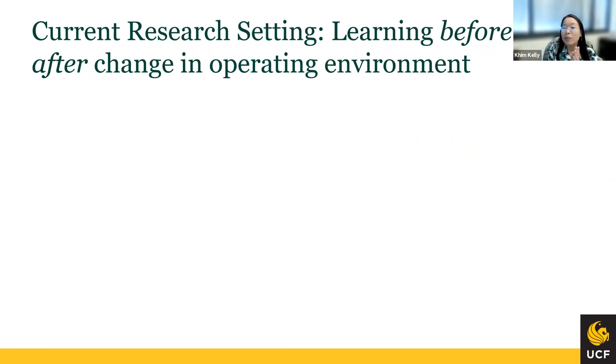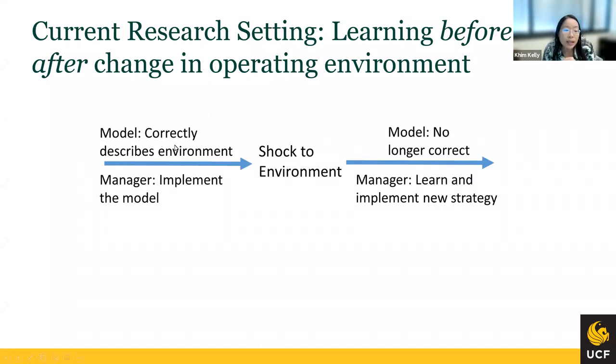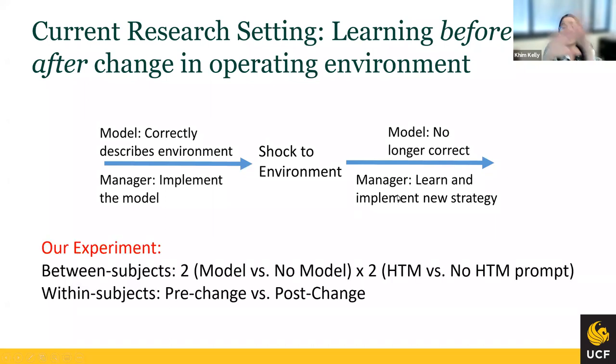As I said, we're interested in people's learning before and after a change in the operating environment. So what happens is in the beginning, we have a causal model. If you are given a causal model that is accurate, it correctly describes the environment and the causal relationships in the environment. The manager, if he has the model, will implement the model and the data will show that the model is accurate and validated. Then there's going to be an exogenous shock to the environment that changes the underlying causal relationships. And dang, the model is no longer accurate. So now the manager has to learn and implement a new strategy. So this is our setting.